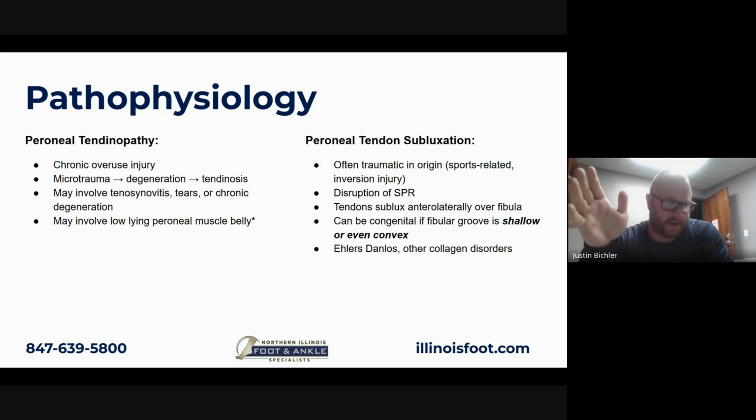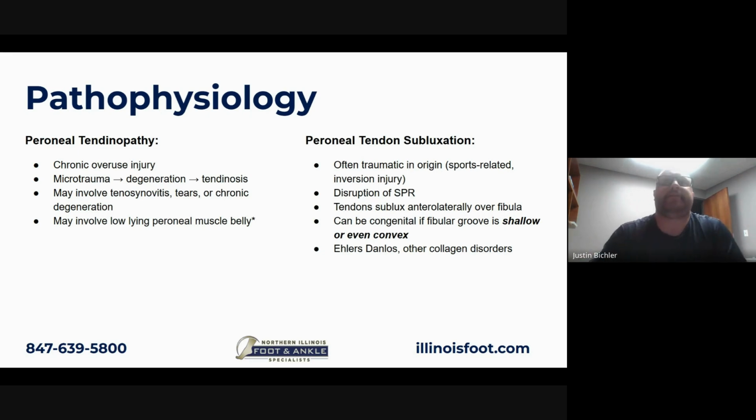But I've been noticing on MRIs, with a lot of these people with peroneal tendon subluxation, the morphology of the fibula, or the lateral malleolus I should say, and the fibular groove is sometimes different, where it could either be flat or in some cases even convex, which really proves to be problematic in a lot of people.